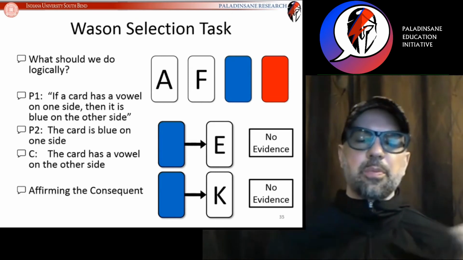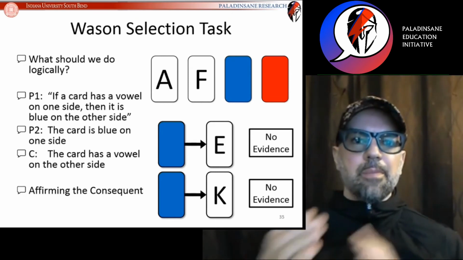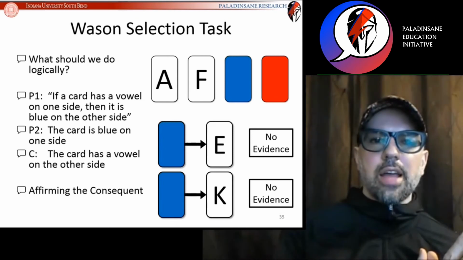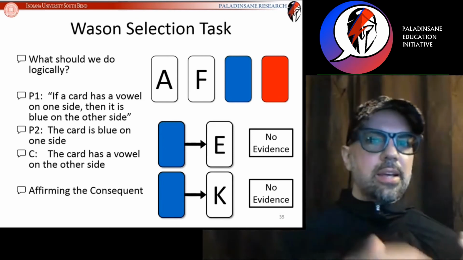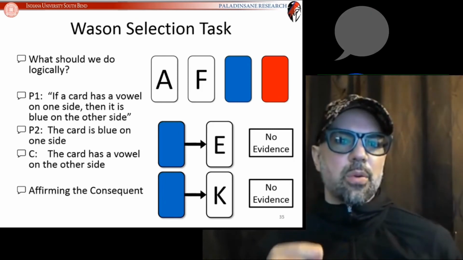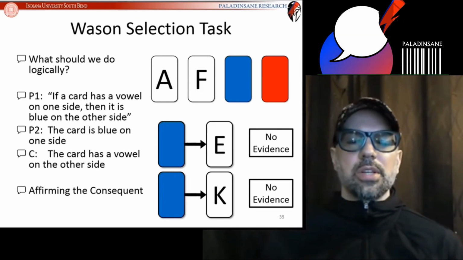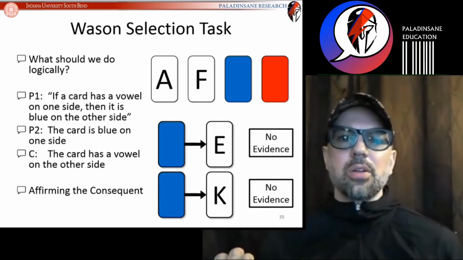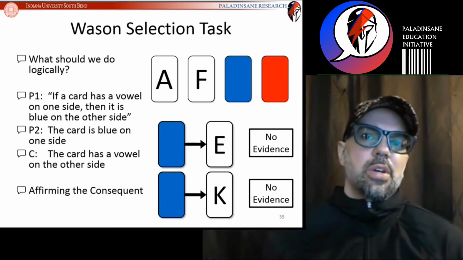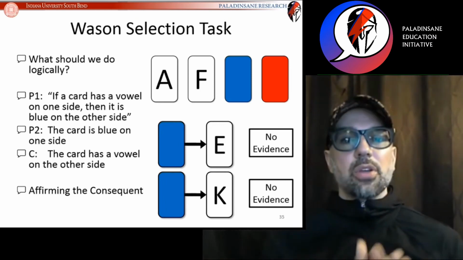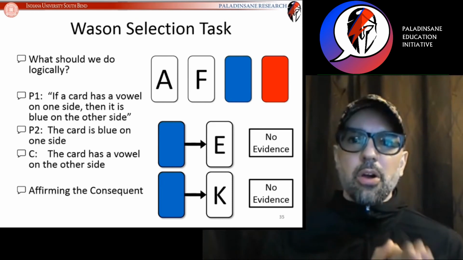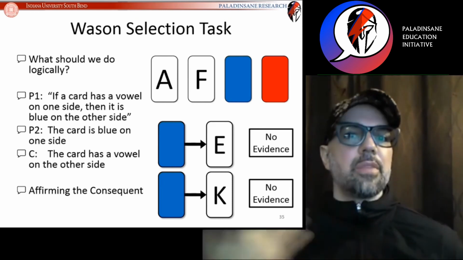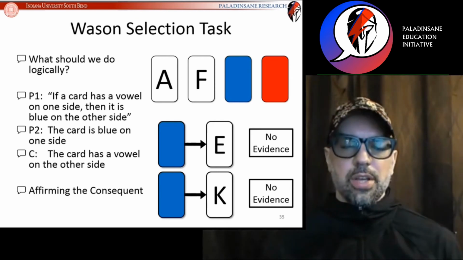So given the truth of the first two premises, that if it's a card that has a vowel on one side, then it's blue on the other side, and the card is blue on one side, that does not lock in the requirement that the card has a vowel on one side, because it could have a vowel on one side or it could have a consonant on one side. Doesn't really matter. So this is an error. Flipping over the blue card, flipping over the Q card is an error in this situation.